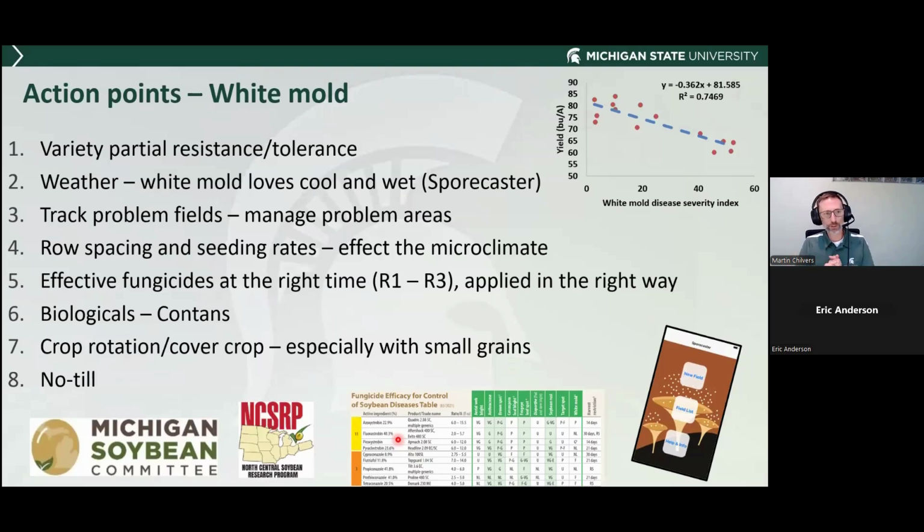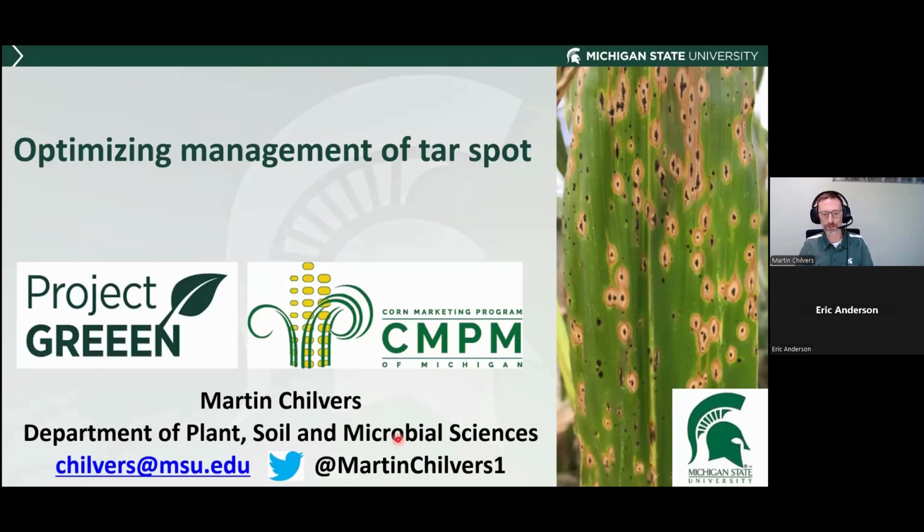I don't think I'm even going to talk through these summary points, but I would say, year in and year out, variety resistance is really important. Field history, also equally important, and then the weather after that, and canopy closure and all those other pieces that can come together. Okay, let's jump in and talk a little bit about optimizing management of tar spot then.